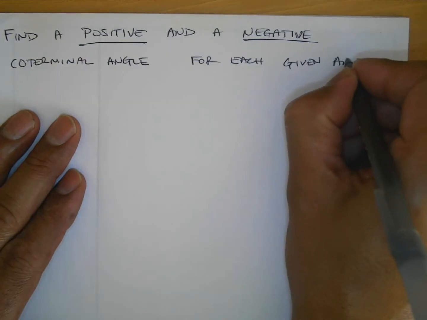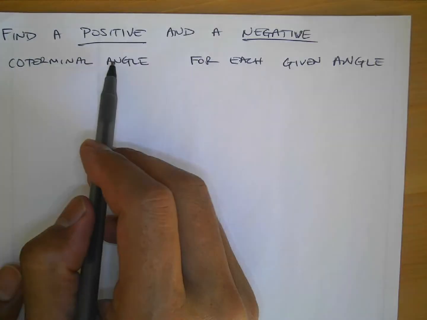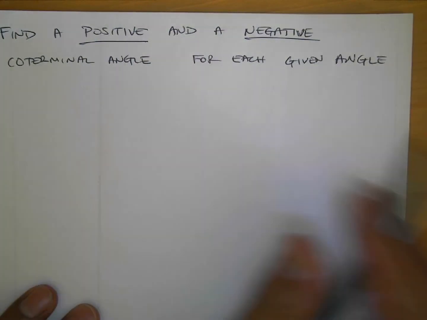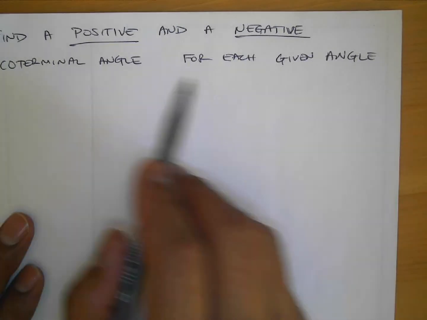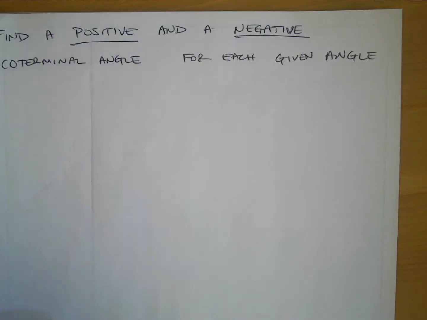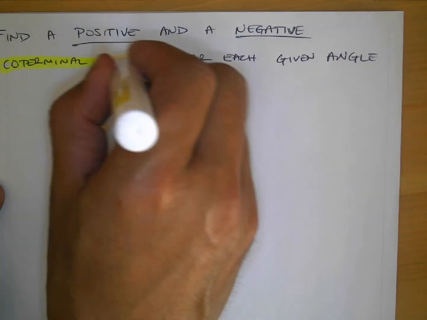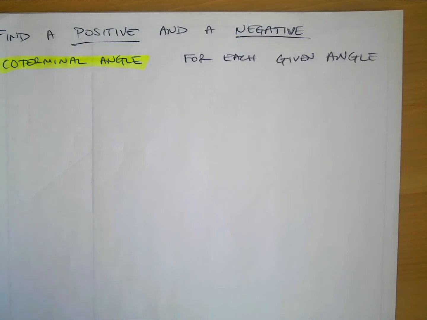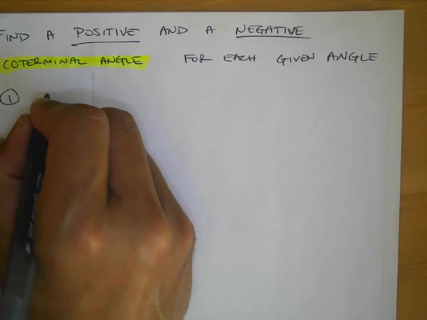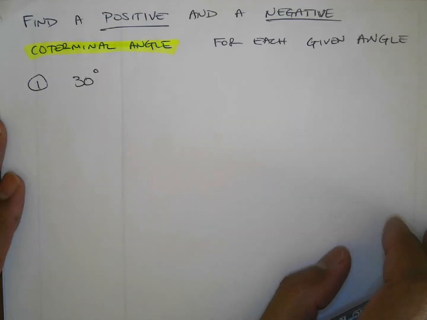It's a little confusing, so I'm going to explain this, okay? Understand that you have to give me two different answers, one for a positive coterminal and one for a negative coterminal. Remember, that's what this assignment is about: coterminal angles for each given angle. All right, let's jump in. Number one, 30 degrees. 30 degrees is the angle.